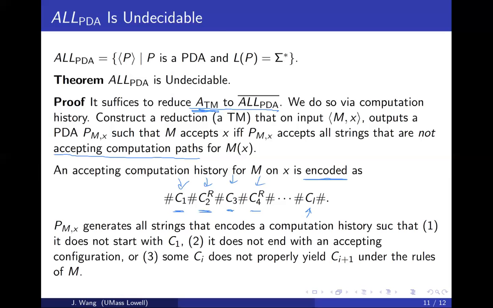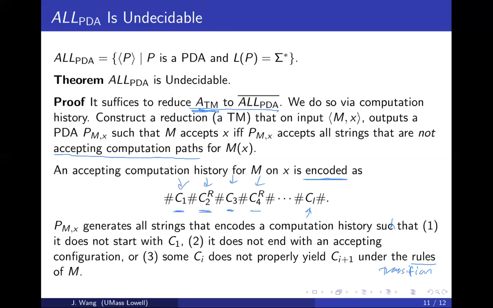So this is the computation history of M on X. This PDA, P sub M comma X, generates all strings that encode a computation history such that, number one, it does not start with C1 as the initial configuration; number two, it does not end with an accepting configuration; or three, some CI does not properly yield CI plus one under the transition function of M.